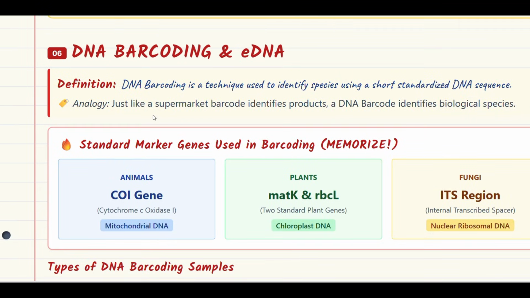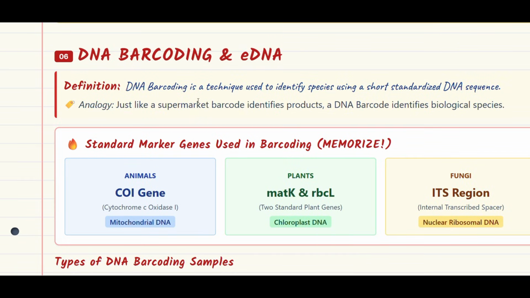Now, DNA barcoding and eDNA. Guys, DNA barcoding is a technique used to identify species using a short standardized DNA sequence. How does the barcode represent this? Here is an analogy: a supermarket barcode identifies a product, right? A barcode is on the product, they scan the item, and then they know the value of that product. Like that, a DNA barcode identifies the biological species.